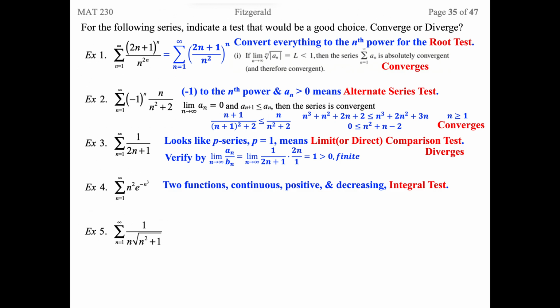So again, am I continuous? Yes, exponentials are continuous from 1 to infinity. Are they both positive? Even though it's a negative power, if you think about putting it in the denominator, it's e to the n cubed, all positive values. Am I decreasing? E to the n cubed is going to be much bigger in the denominator than I am on the top.